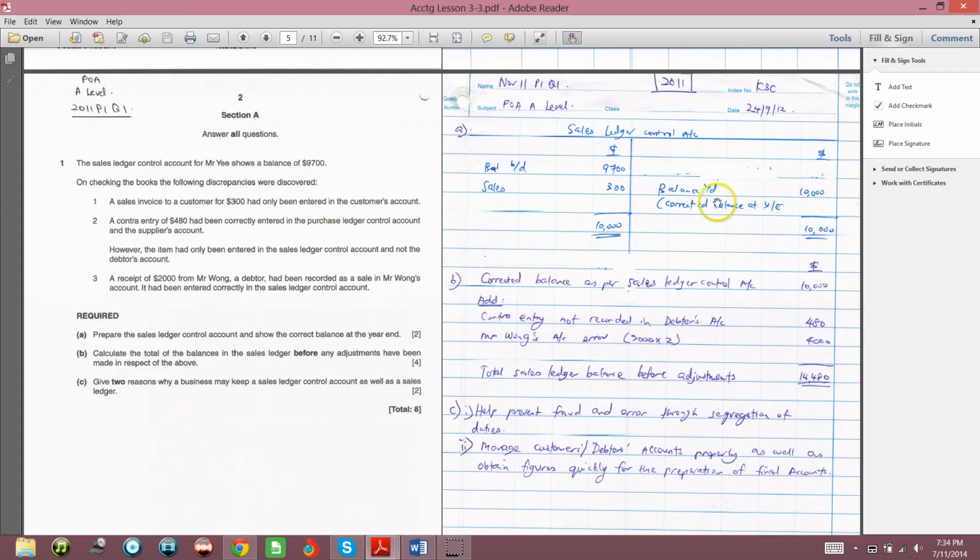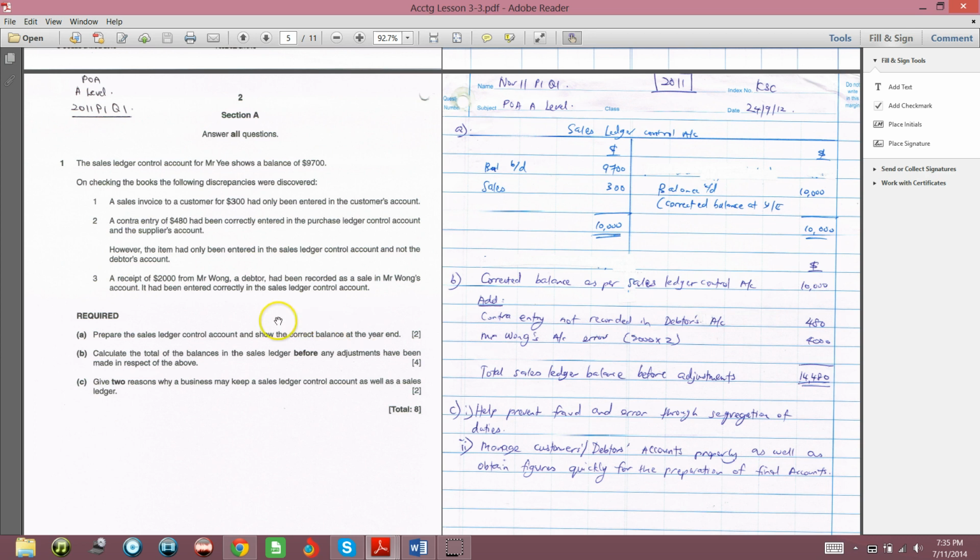So that means the corrected balance of the sales ledger control account will be the same as the corrected balance as the sales ledger. Okay, so this is the corrected balance as the sales ledger control account. If everything is correct, the person number 1 doing the individual debtors account would have this figure as well.